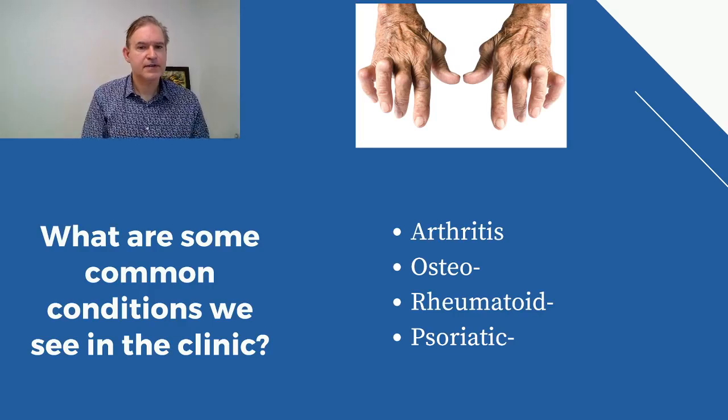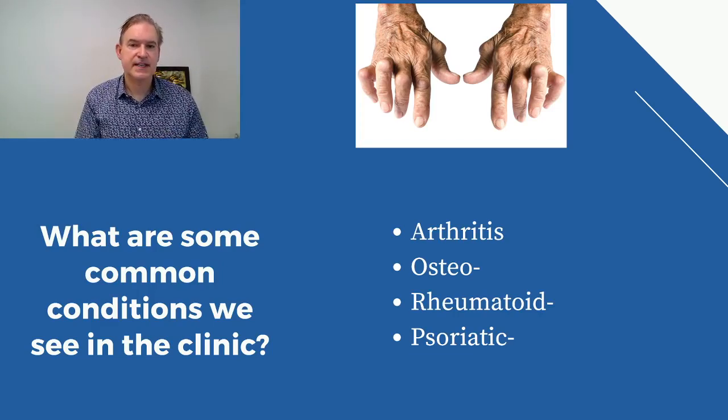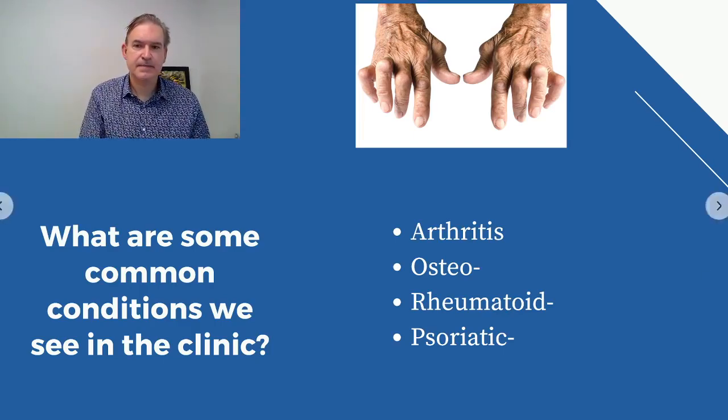The osteo is more of a bone type of arthritis where there's a breakdown of the bone, usually from injury or imbalances. Rheumatoid is more of a systemic arthritis that sometimes can run in families, but it affects many different joints in the body. And psoriatic arthritis accompanies psoriasis, a condition where the skin is affected, there could be scaling of the skin, and then the joints are affected as well.